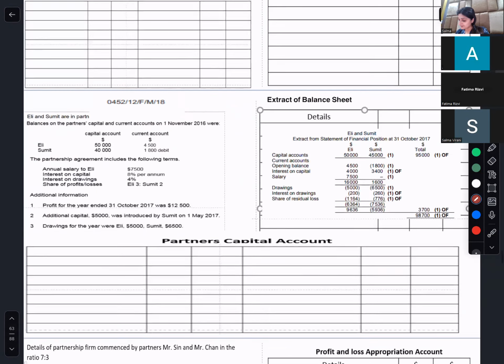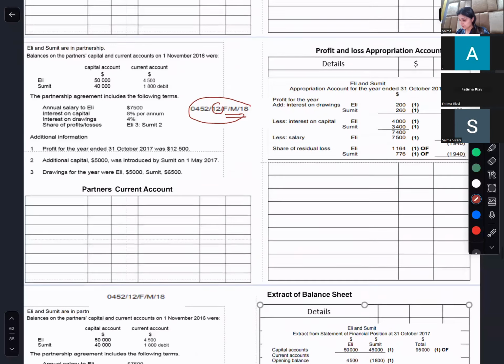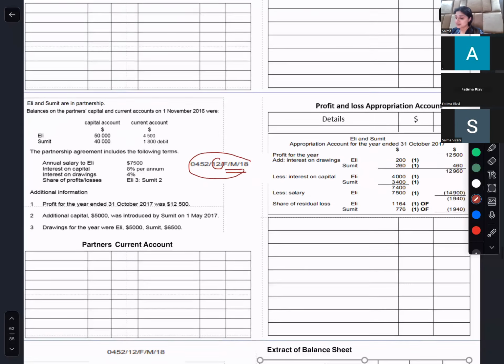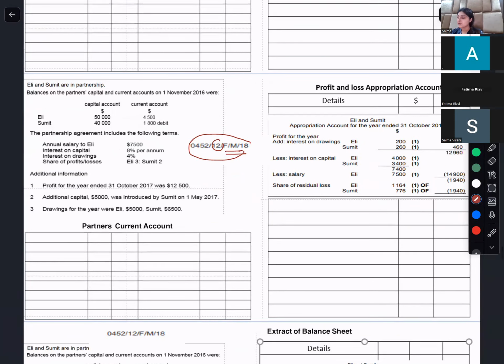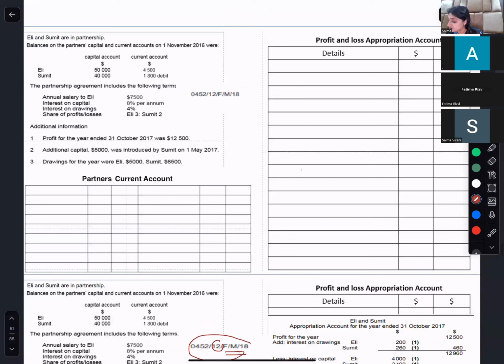Are you with me? Yes, miss. Okay. So they've asked us two things: to prepare the profit and loss appropriation account and the extract of the balance sheet. What you have to do separately is prepare the current account for yourself so that you can prepare the extract of the balance sheet simply. So the current account becomes your working note number 1.